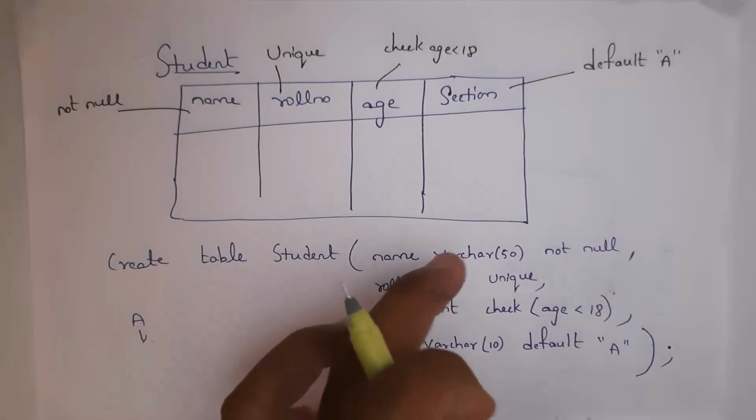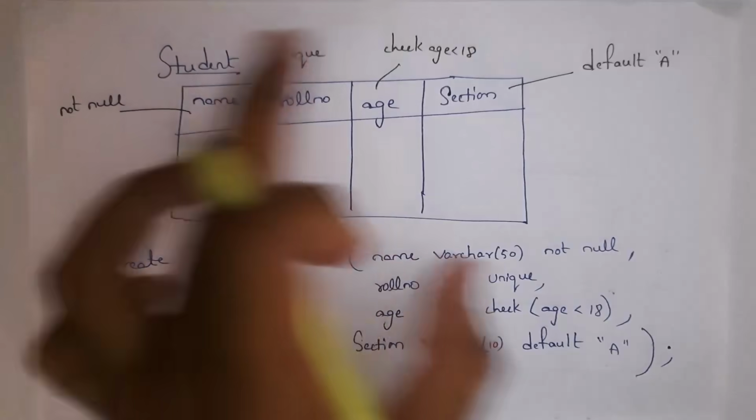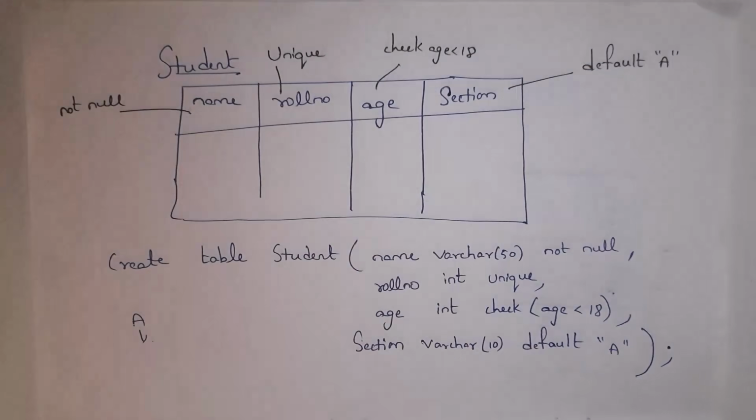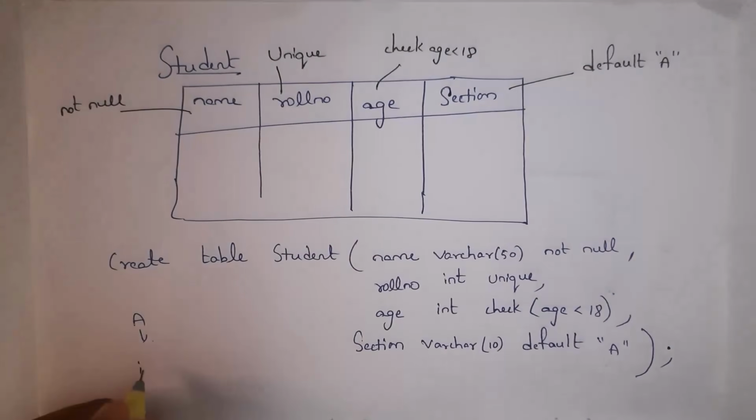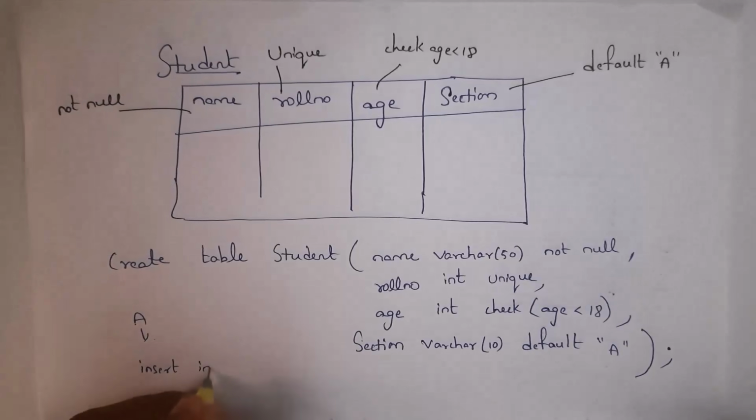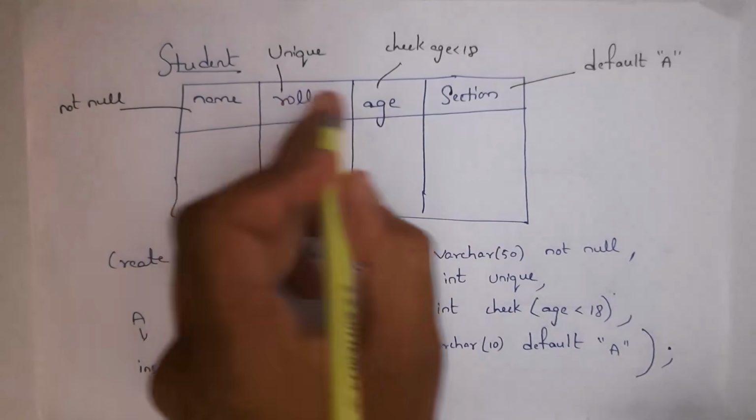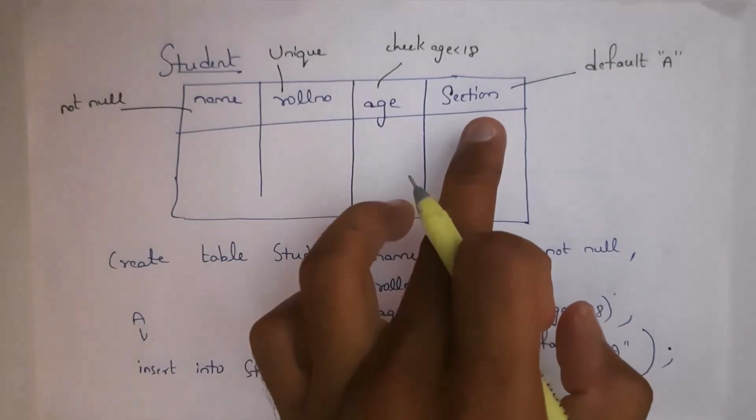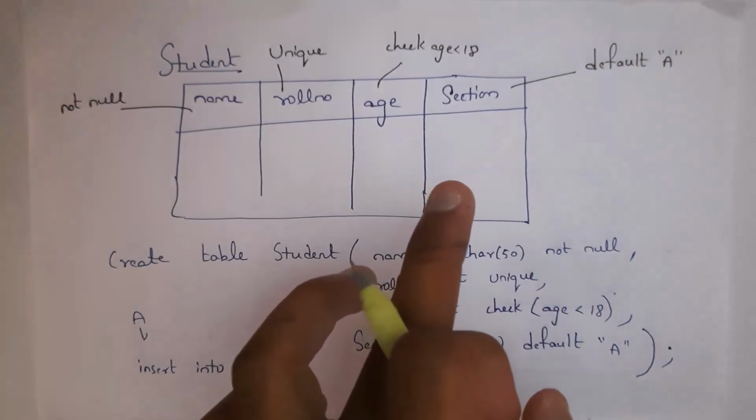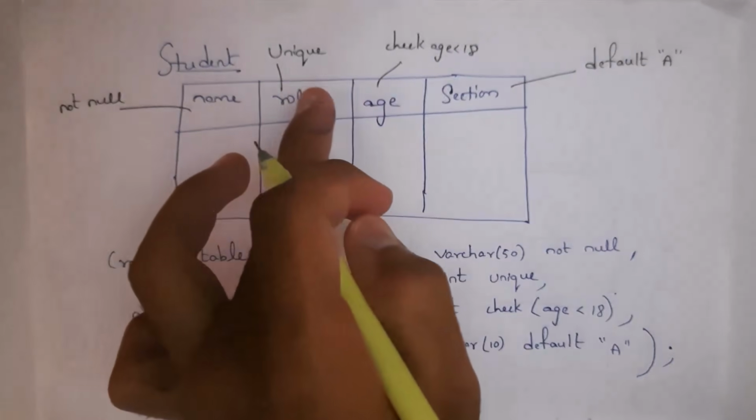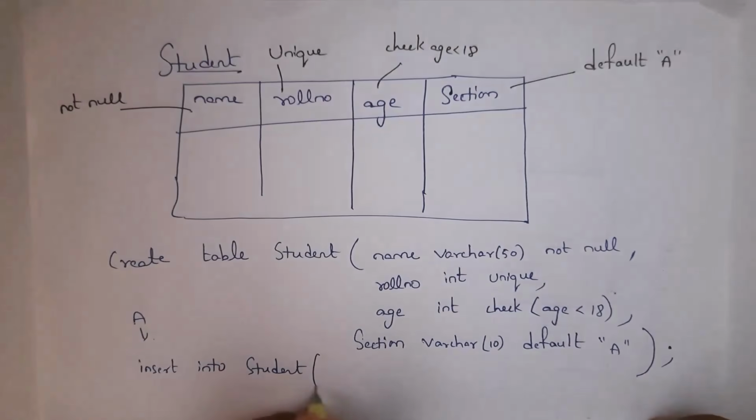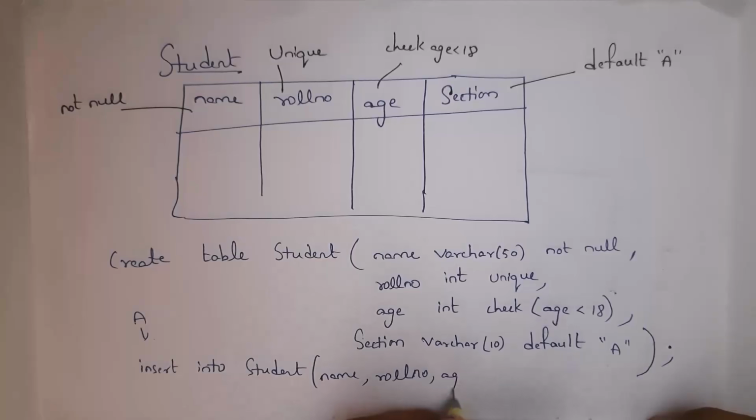Whenever I write this code and click enter, it will create student table with 4 columns and it will apply various constraints to various columns. Now I want to insert values. So write here insert into table name that is student. I want to insert only name, rule number and age. I don't want to insert section because automatically it will take section A. So just select only name column, rule number column and age column.